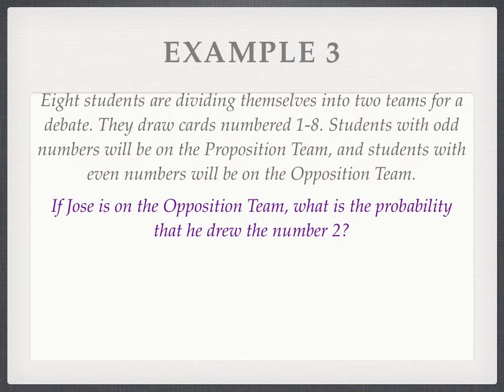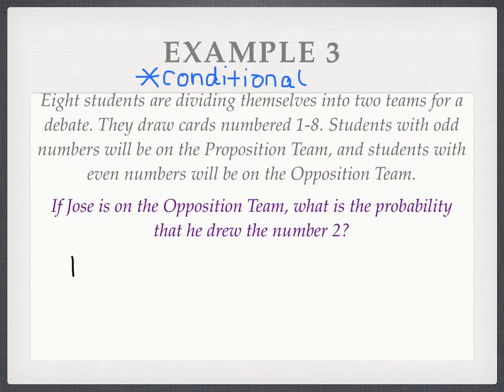Okay. This problem is actually a conditional probability problem. So there's no multiplication here. It's just conditional. And I'll show you what I mean by that in just a minute. So we've got 8 students drawing cards 1 through 8. Odd numbers get to be on the proposition team. Even numbers get to be on the opposition team for a debate. And it says if Jose is on the opposition team, what is the probability he drew the number 2?